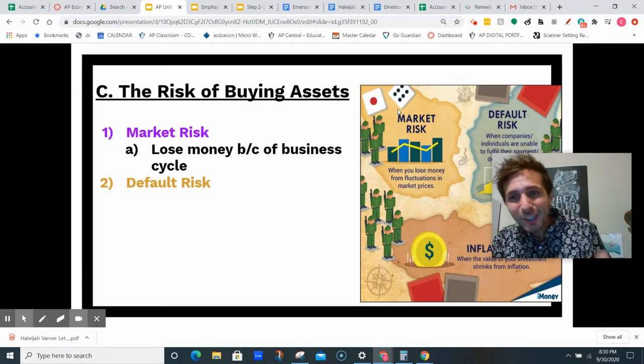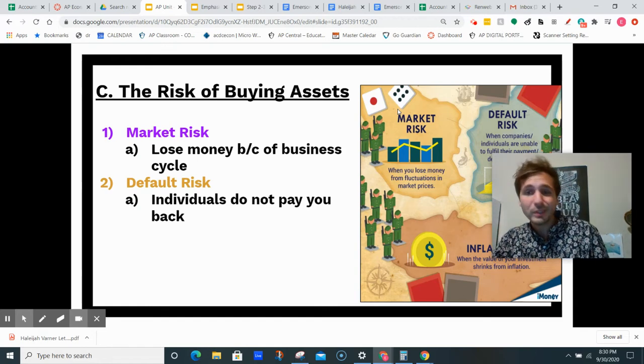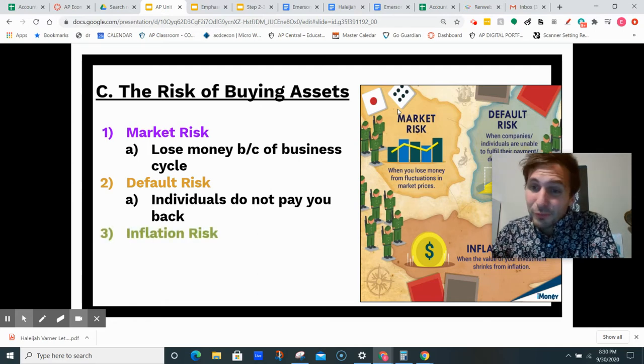It's not a good thing, right? And that's a risk whenever you lend something out. Individuals could not pay you back and you just lose that money and the interest that they owed you. That's possible. And the final one is inflation risk.